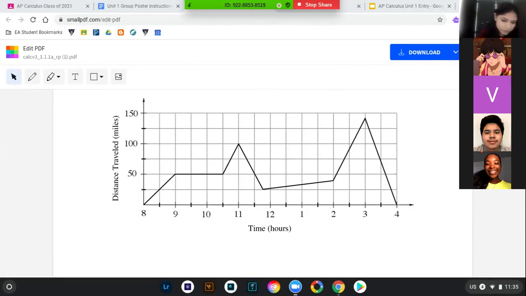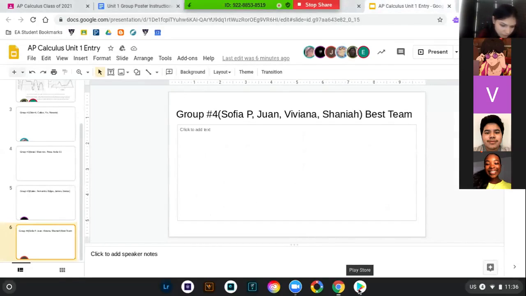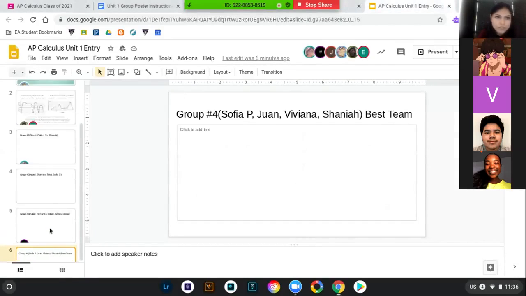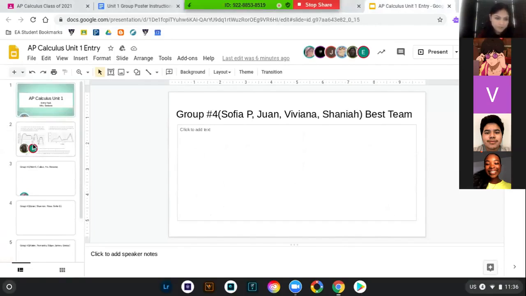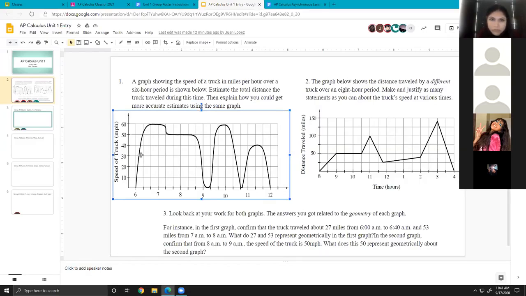Is there a way that we can see the 3 questions again that you showed us earlier? Maybe whoever's projecting, if you go to the slides that you're supposed to create your poster on, and go to the first slide, you have the questions. Because what's the x-axis? That's the hours? Yeah.